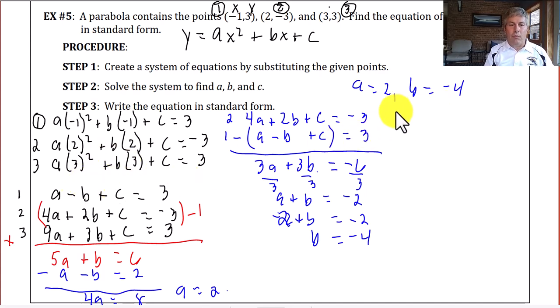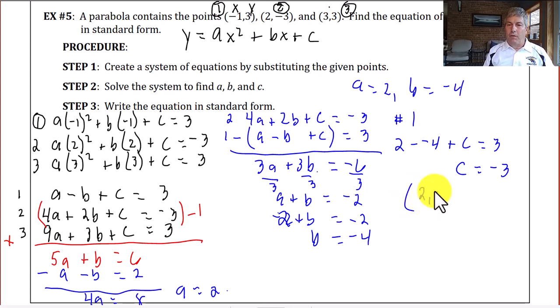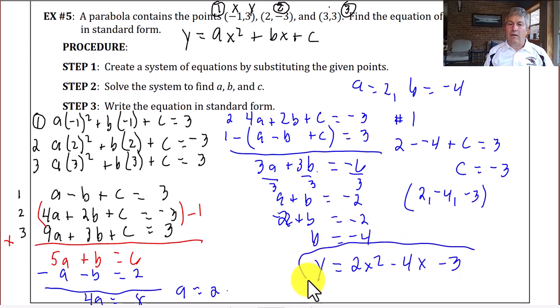So if I use equation 1 here, well, so I have 2 minus a minus 4, a minus b plus c equals 3, I get a value c equals -3. So I have an ordered triple of 2, -4, -3, and I can substitute into our standard form, and I get 2x squared minus 4x minus 3 is the equation of our parabola. And we'll get some more practice with this when I see you in class.